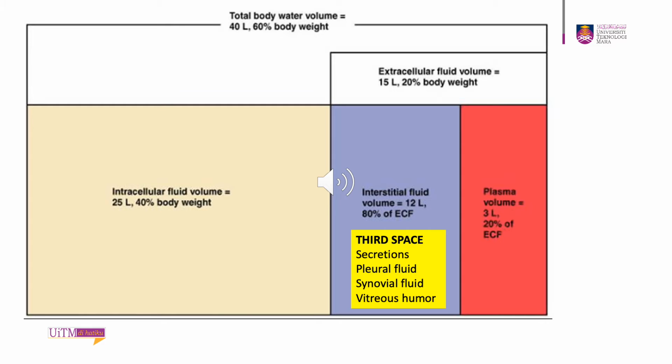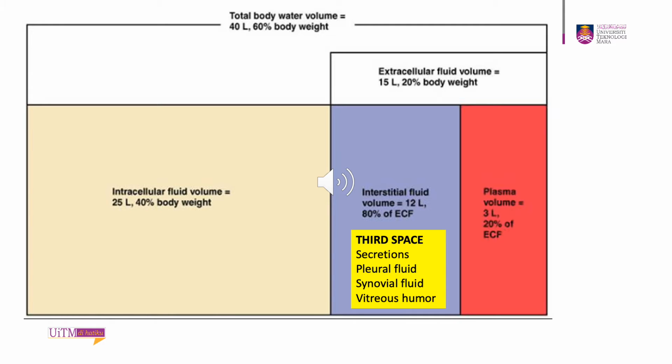This graph should be very familiar to you. So 60% of our body weight is actually made from water, and 2/3 of that 60% is actually in the intracellular fluid, means it's inside the cell. And about another third of the water in our body is divided into interstitium and plasma volume, which makes up the extracellular fluid compartment.